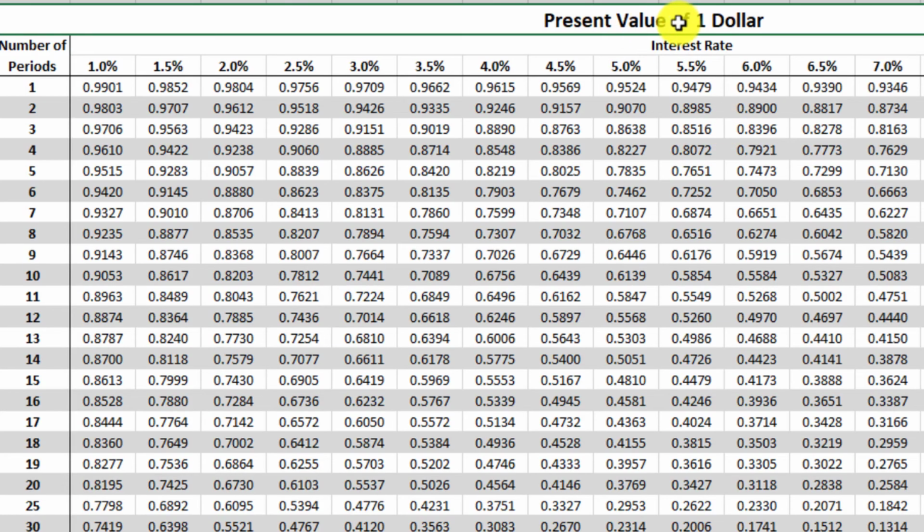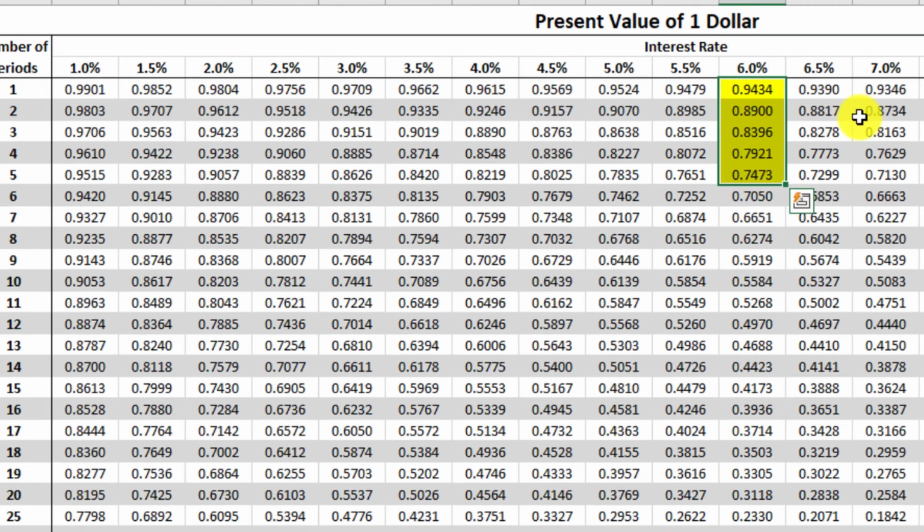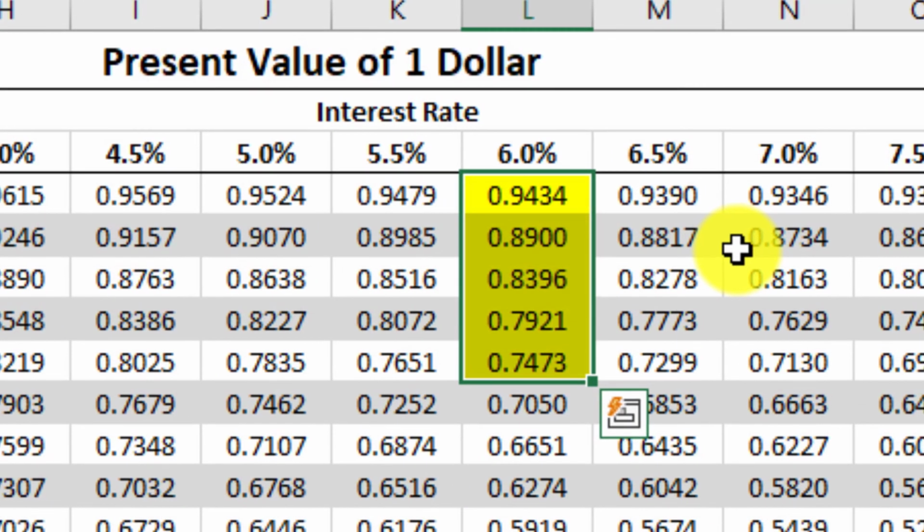The name of the table that we need is the present value of $1. This table assumes that cash flows happen at the end of the year, so that will also be our assumption. The rows of the table represent the number of periods, which we are considering years in our example, and the columns represent the interest rate, which we said was 6%. Looking at the 6% column, we need the first 5 years of table factors, which I have highlighted here. We'll copy these values down and bring them back into our problem.